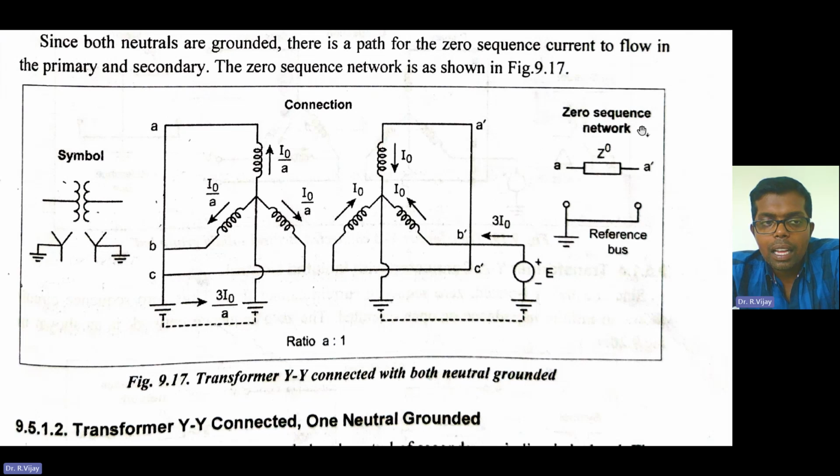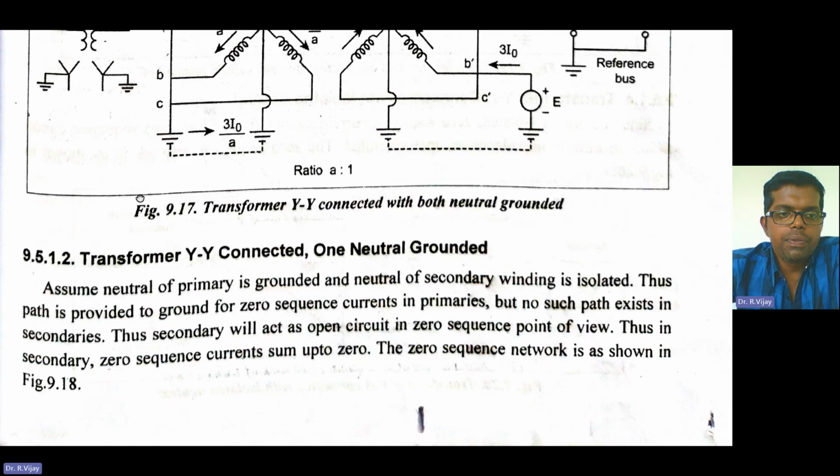How to represent this zero sequence network? That is very important, because in our problems we are going to represent this. For example, if both stars are grounded, we represent the zero sequence network as: here it is A, here it is A dash, and here it is open because it is star connected. Here it is open, and the reference bus is grounded because the neutral is grounded. So if it is star to star with the neutral grounded, you need to draw the zero sequence network like this.